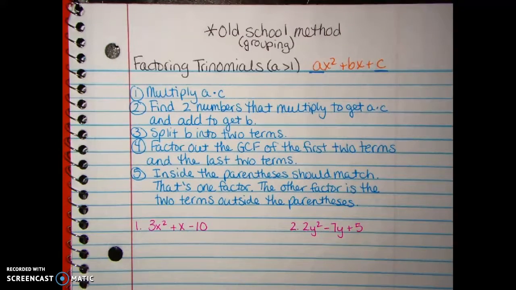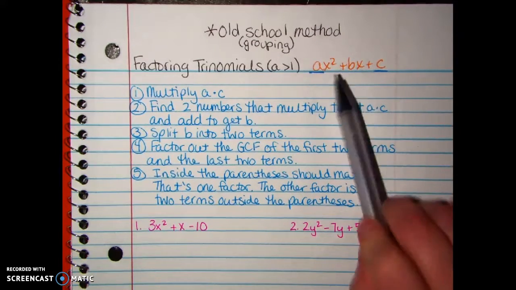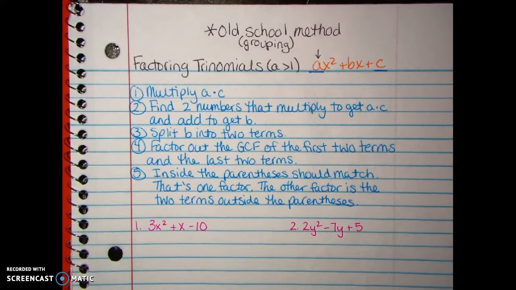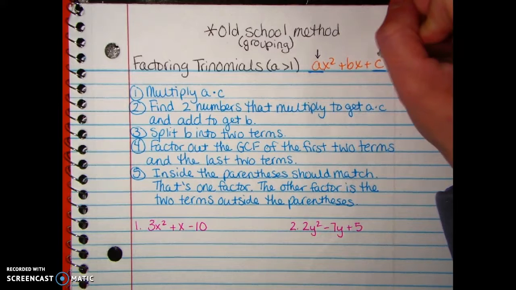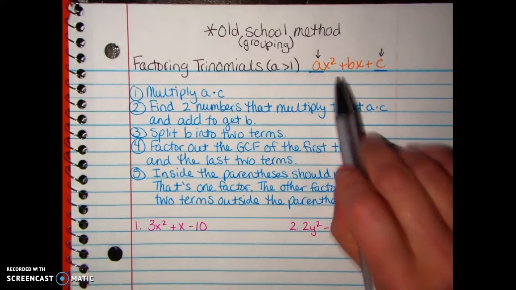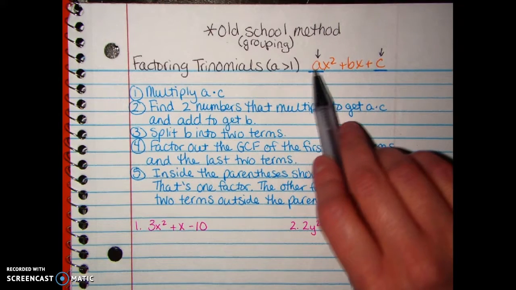So there are 5 steps to factoring with this method. Step 1 is to multiply a times c. And if you don't know what that means, this is a trinomial right here. This number is the a, and this number is the c. Now when I say a times c, I don't need you to include that x right there. Just the number in front of it.